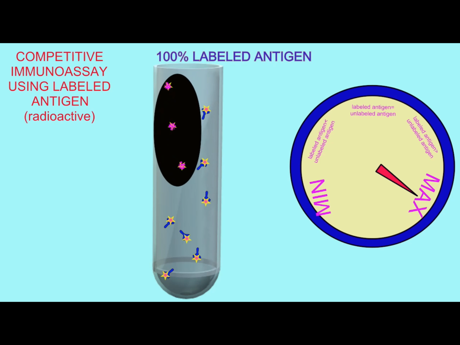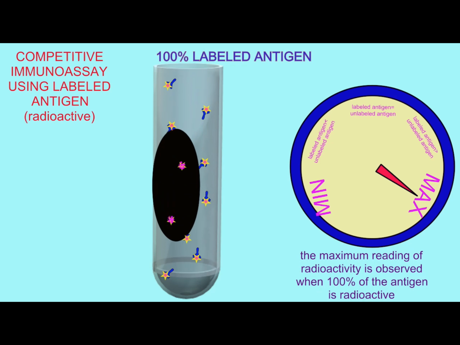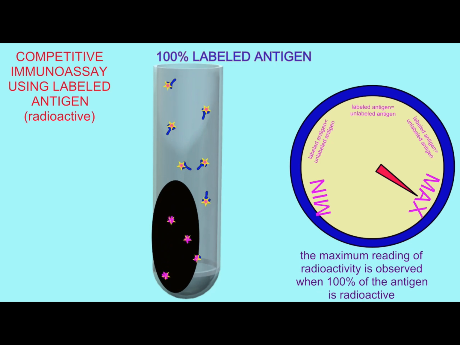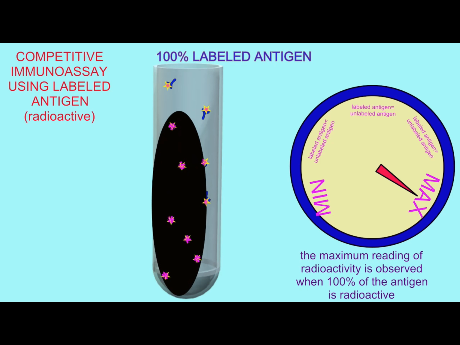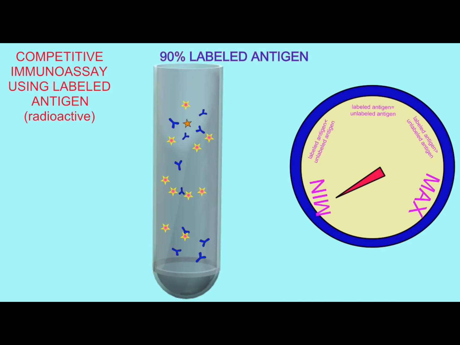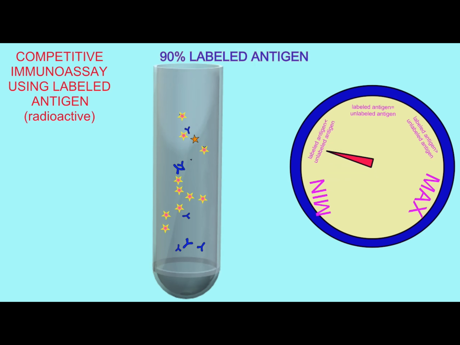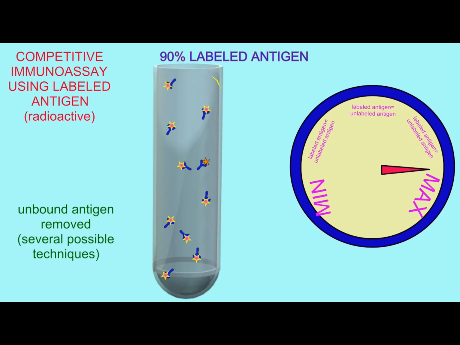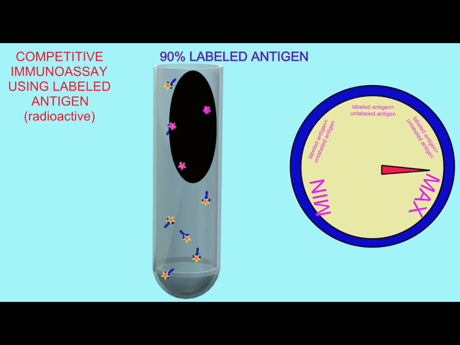If the radioactive antigen is then allowed to interact with an antibody, the amount of radioactive product bound to the antibody can then be measured. In this first case, 100% of the antigen is radioactive because nothing else was added. But in a competitive assay, a source of antigen can be then added which is not radioactive. This could perhaps be a patient's blood.